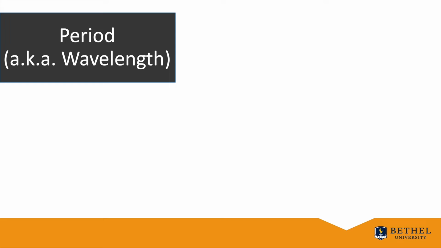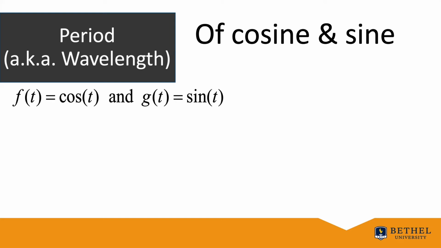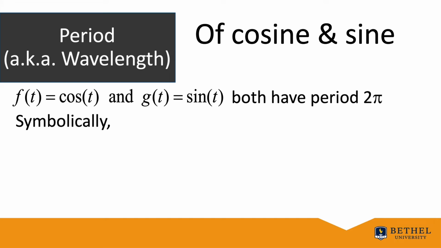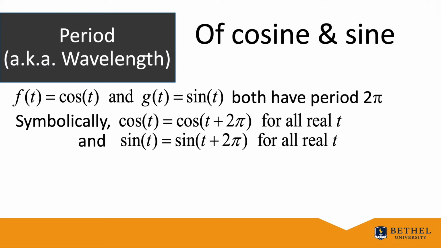Let's come back to the period or wavelength of cosine and sine again. How do we represent this symbolically? We say that f of t equals cosine of t and g of t equals sine of t both have period 2 pi. But what does this mean? Symbolically, cosine of t equals cosine of t plus 2 pi for all real t, and sine of t equals sine of t plus 2 pi for all real t. In other words, if you increase any input to either of these functions by 2 pi units, you'll get the same output. Not stated, and even more subtle here, 2 pi is the smallest positive number that can be added to these inputs to always give you the same output.